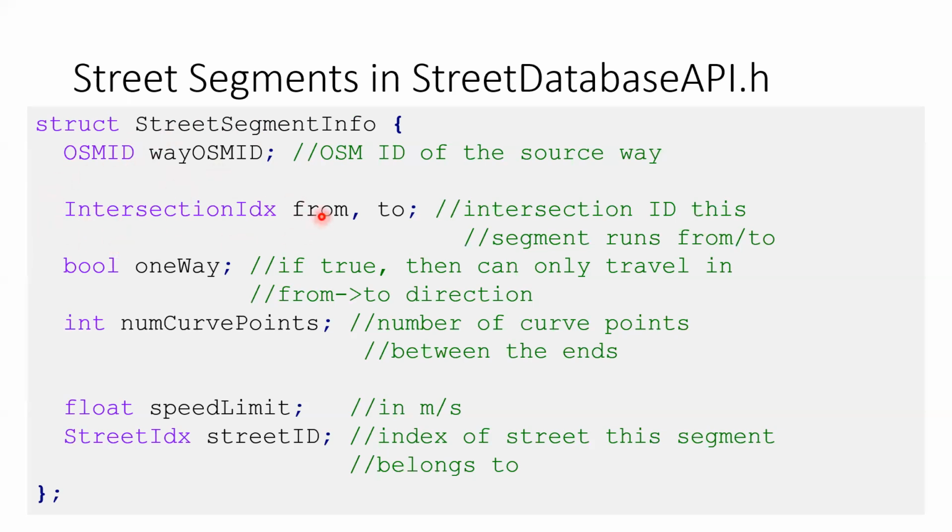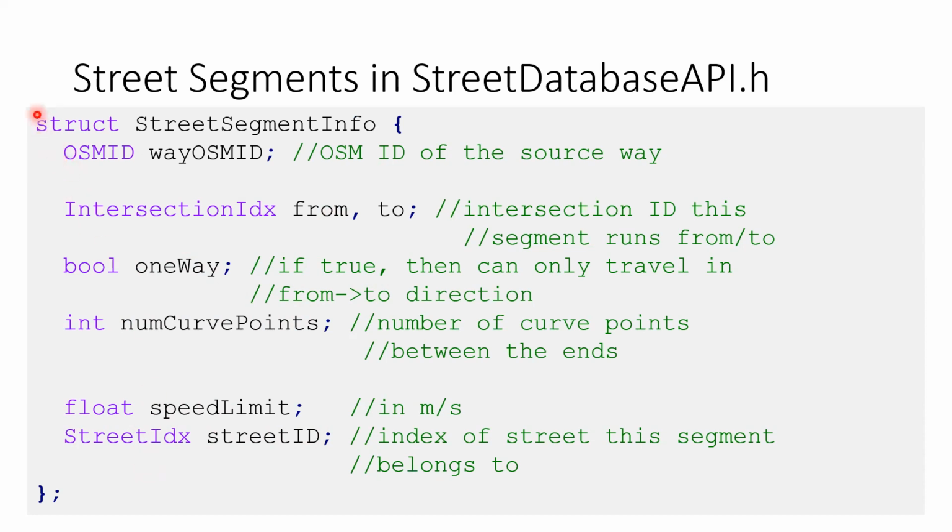Intersection index from and to means the two intersections the street segment is connected to. One way: if one way is 2, then this is a one-way road going from 'from' to 'to'. Otherwise, it will be bidirectional. Curve points means the number of curve points between the ends. This will be useful when you are drawing the map. Then there are speed limits and the street ID, street index.